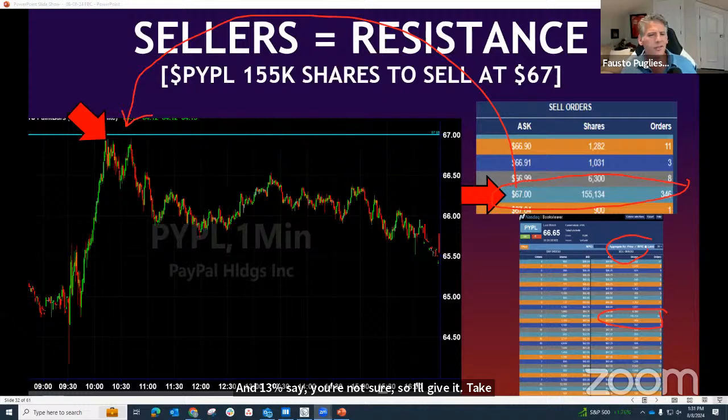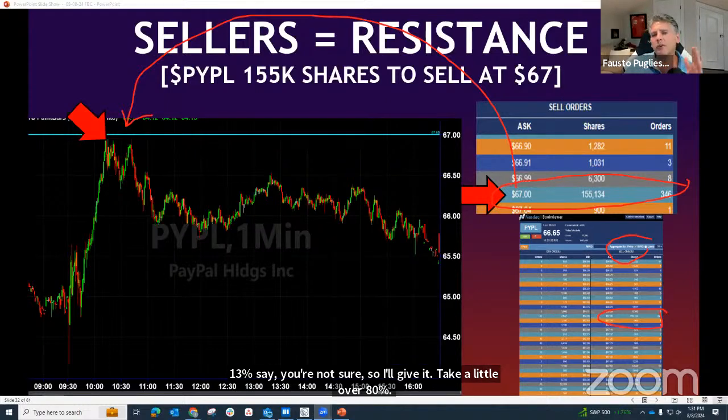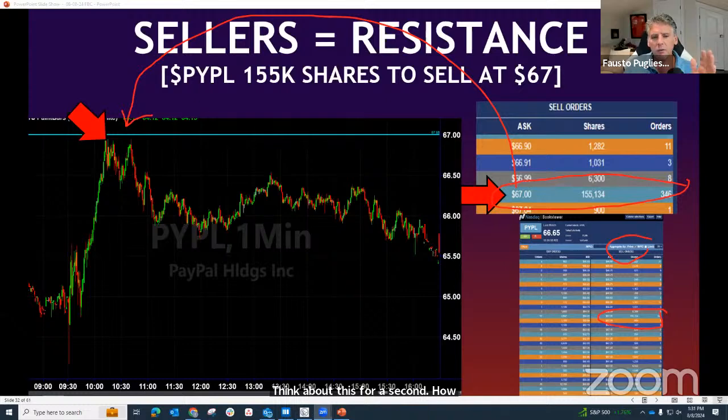Now, think about this for a second. How much smarter and better trading decisions would you make if you knew where every buyer and seller was in the stock that you're in? How about in Forex? How about in cryptocurrency, in Bitcoin? How about in options? You could do this on every stock. How would that help you?